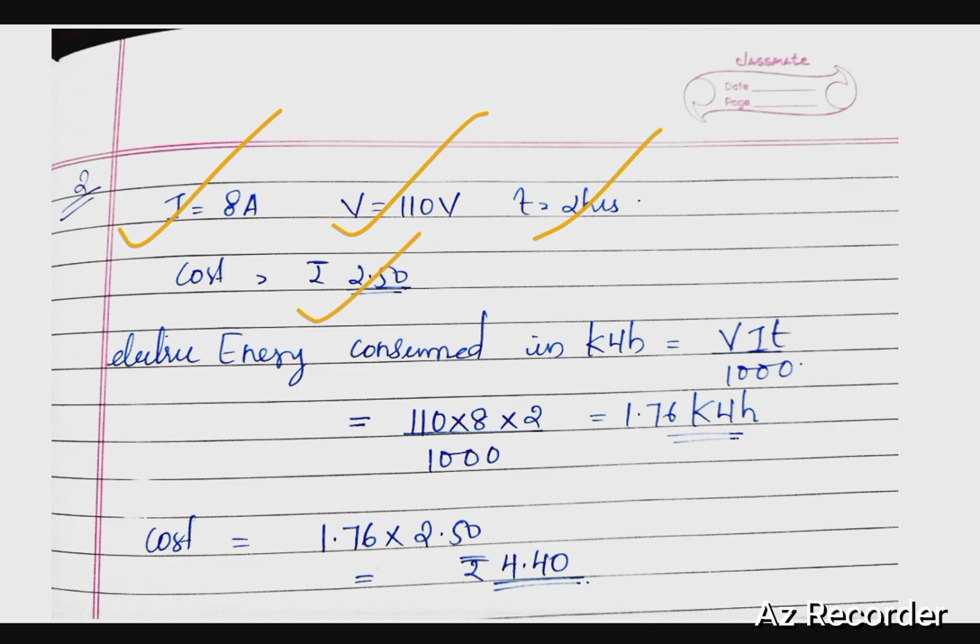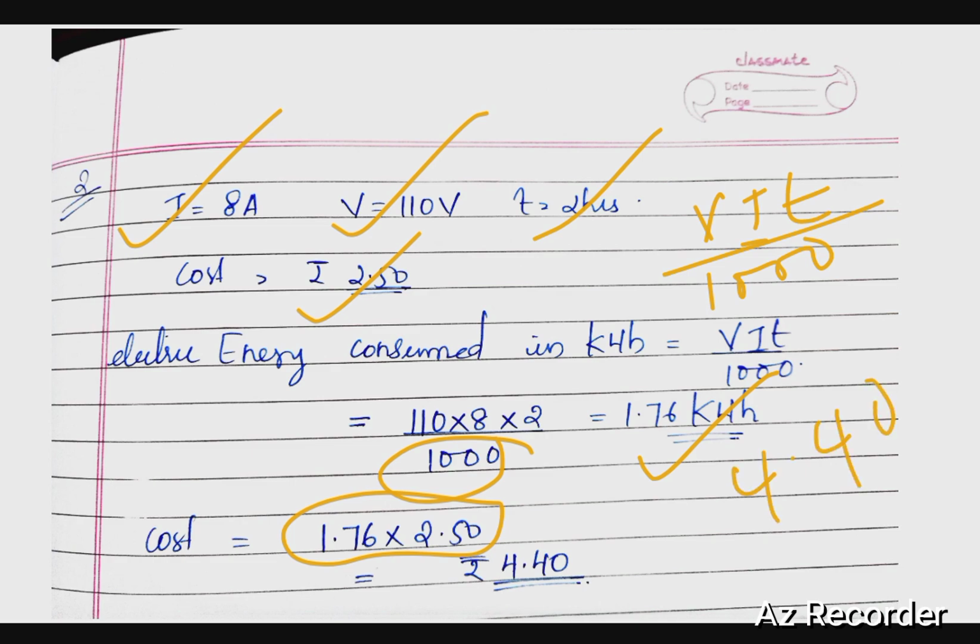So we know that the electrical energy consumed in kilowatt hour is equal to V into I into T by 1000. So the voltage here is 110, the time is 2 hours and the current is 8. We need to divide it by 1000, so we will get 1.76 kilowatt hour. The cost of the bill is obtained by multiplying this electrical energy consumed into the cost per unit, which is 2.50. So our cost will be equal to 4.40 rupees.